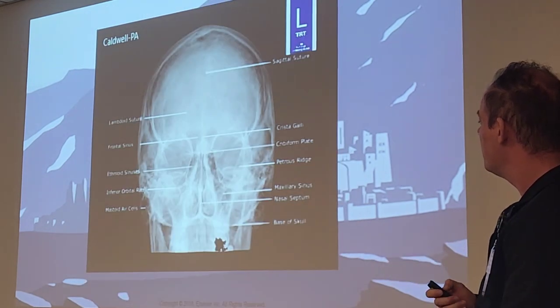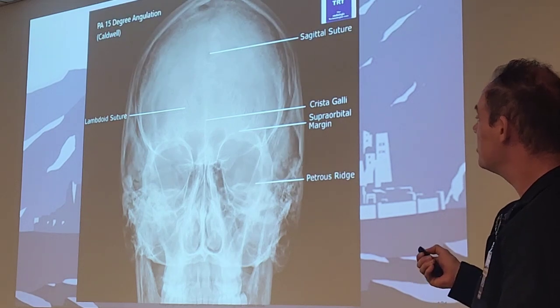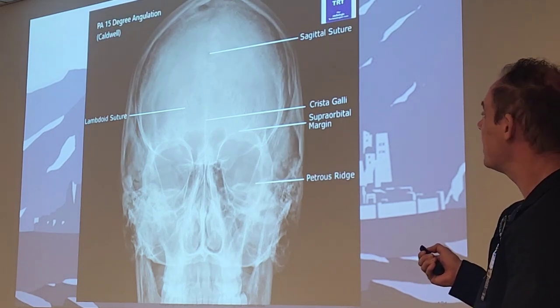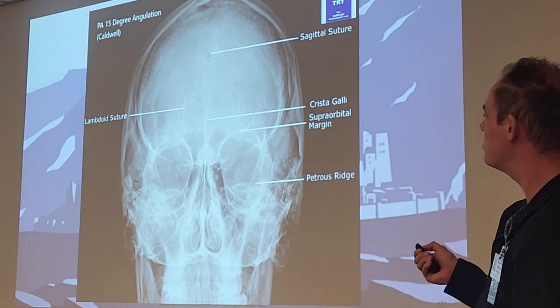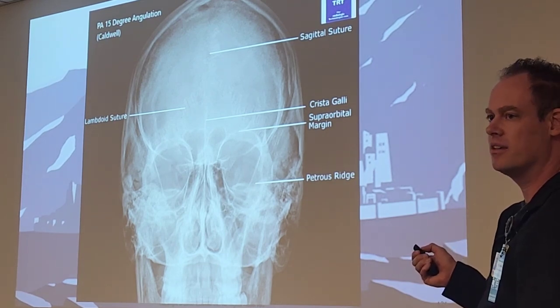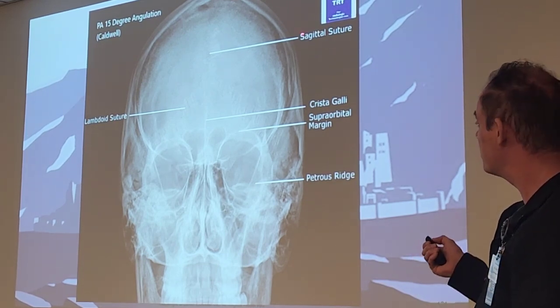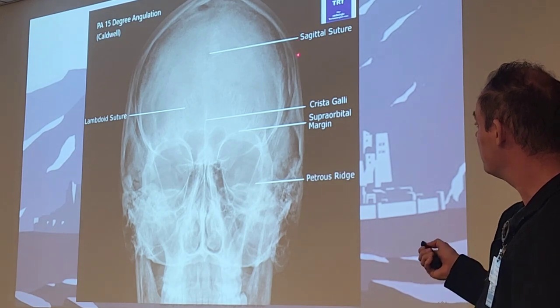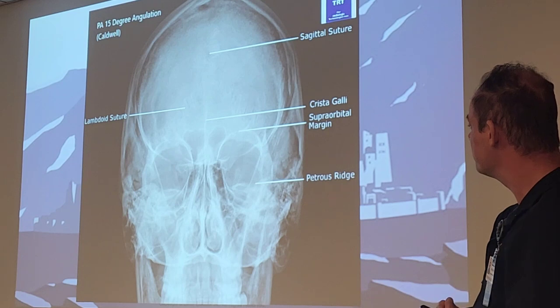Can you point to the vertex? The vertex is the very tip top of the skull. Okay, that's a good one to name, I forgot that one. Tip top of the skull is the vertex. Parietal eminences is basically the sides right here, the widest portion. But how big is your hotspot going to be on that?